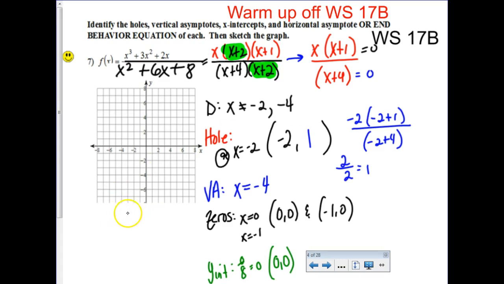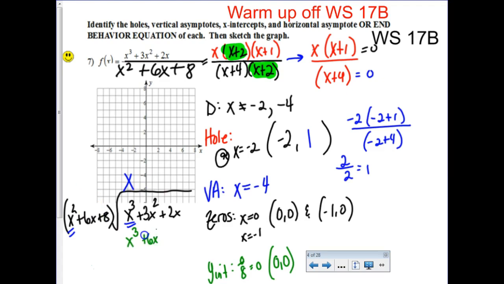Whew. All right, here we go. x to the third plus 3x squared plus 2x divided by x squared plus 6x plus 8. Okay. x to the third divided by x squared is x. x times the divisor is x to the third plus 6x squared plus 8x.